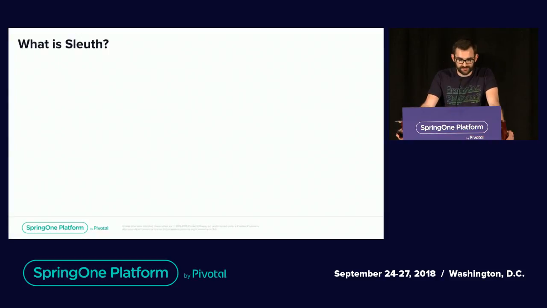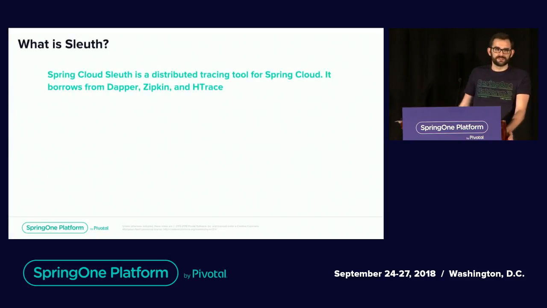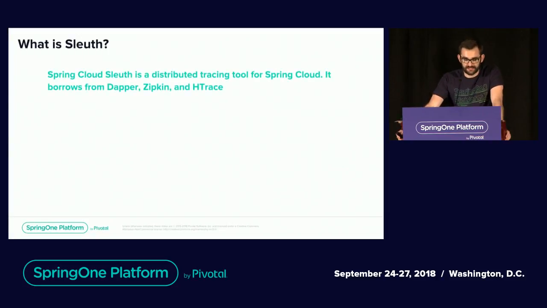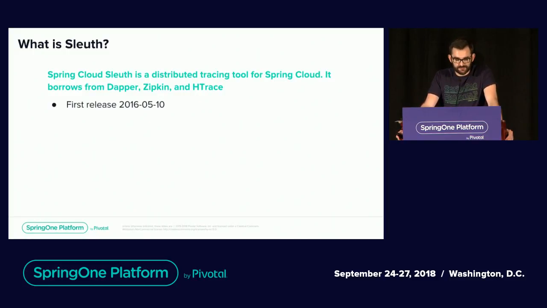Okay, so what is Sleuth? So Spring Cloud Sleuth is, of course, an open source project, which is doing the distributed tracing in the Spring Cloud portfolio. It borrows a lot from the Dapper paper for Zipkin and htrace. And the first release happened in May 2016. So it's not that old, but not that young. It's of relative age.